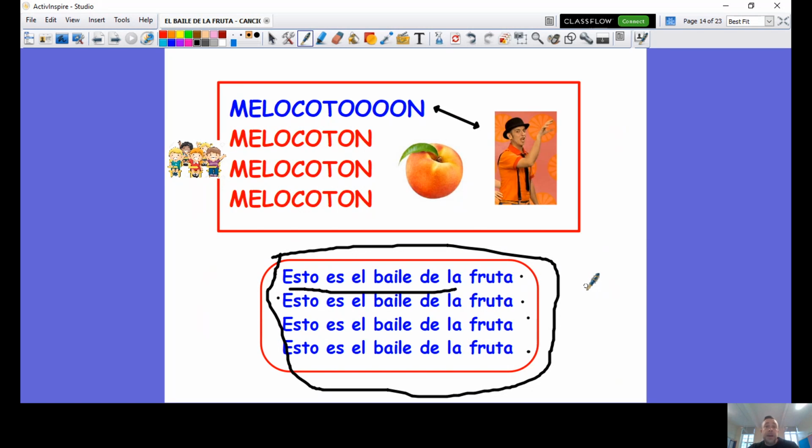Esto es el baile de la fruta. Esto es el baile de la fruta. And you have to do it 4 times.